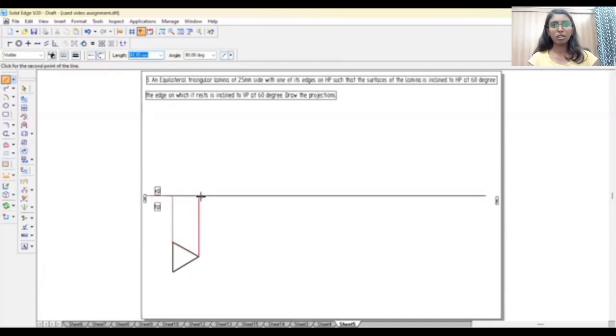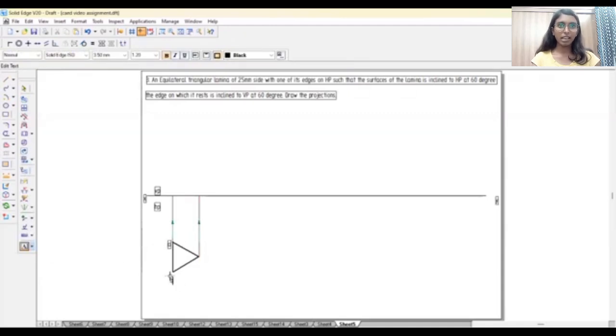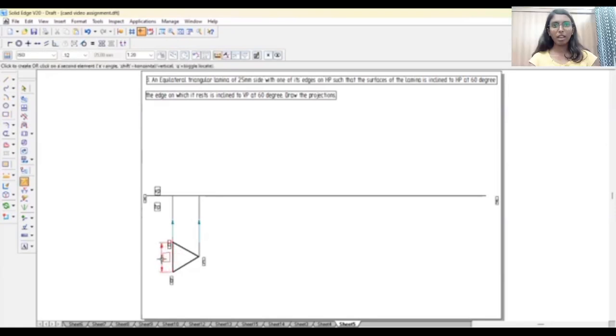Now go to line option, draw a 25 mm triangular lamina with one of its edges, name 25 mm. Now take 25 mm with 0 degree and press enter and take line option. We have to draw a triangle with 25 mm side, so draw 25 mm and above angle is 120 degree and join the other one.